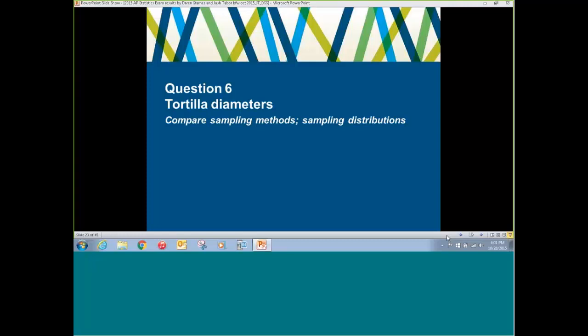So anyway, this is question 6 about tortilla diameters. Really, it's a question about sampling distributions. And just like Daren was saying that he's excited to use question 2 when he gets to confidence intervals with his students, I am as well. I'm also excited to try question 6 with my students this year when we do the sampling distribution chapter, which is chapter 7 in the 4th and 5th editions.